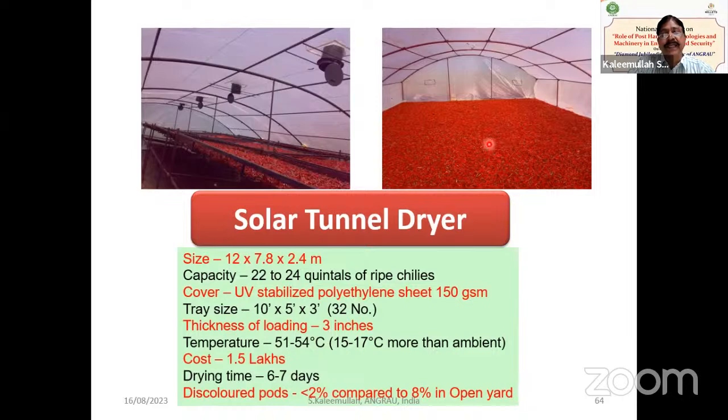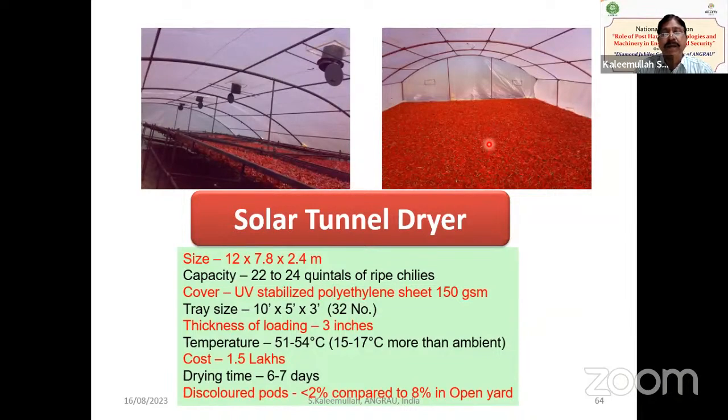You can see that these are the chilies. They're very good red in color. And when you have a uniform color, naturally the prices will be very high in the market. You can sell it at a higher price. And as the temperature will be very high, you can dry the material in less time. If it is only a sun drying method, you require at least 2 weeks, nearly 14 days. But in the case of the solar tunnel dryer, you require only 6 to 7 days. Thereby, 50% of the time can be reduced.